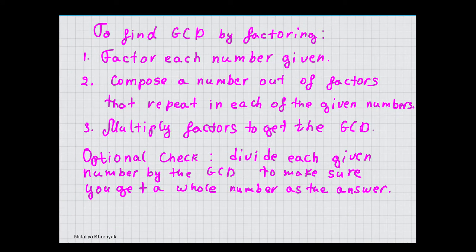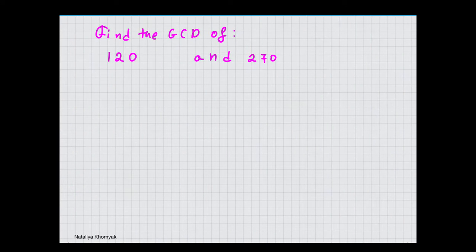To find GCD by factoring, first you want to factor each number given to you. Then you want to compose a number out of factors that repeat in each of the given numbers. Then you want to multiply factors to get the GCD. As an option, you can always check by dividing each given number by the GCD to make sure you get a whole number as the answer. So let's find GCD of 120 and 270.